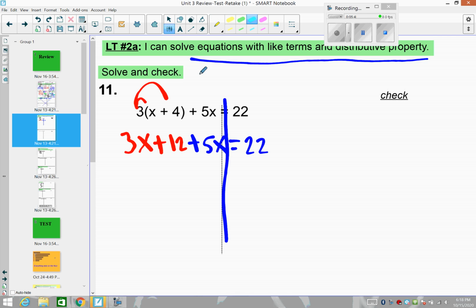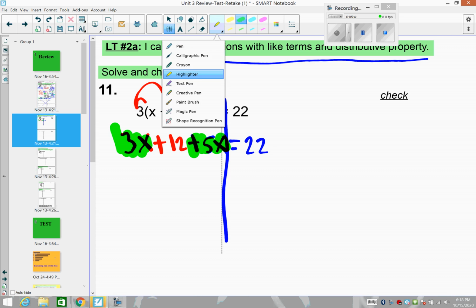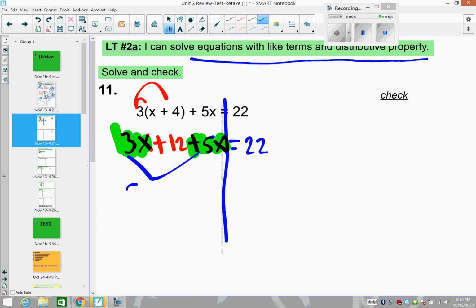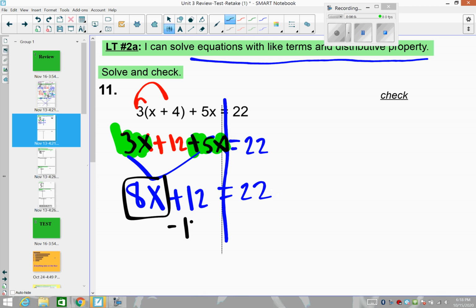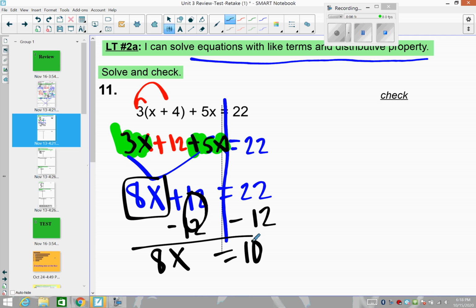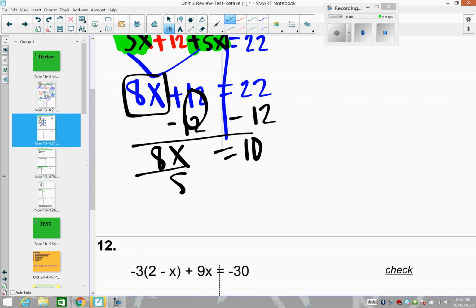Step 2 is combine any like terms if you can. So 3x and 5x gives me, boom, 8x plus 12 equals 22. Build house, build fence, clean yard. So we're going to subtract 12, copy, paste, copy, paste. So we end up with 8x equals 10. Next step then would be divide by 8, copy, paste, copy, paste.